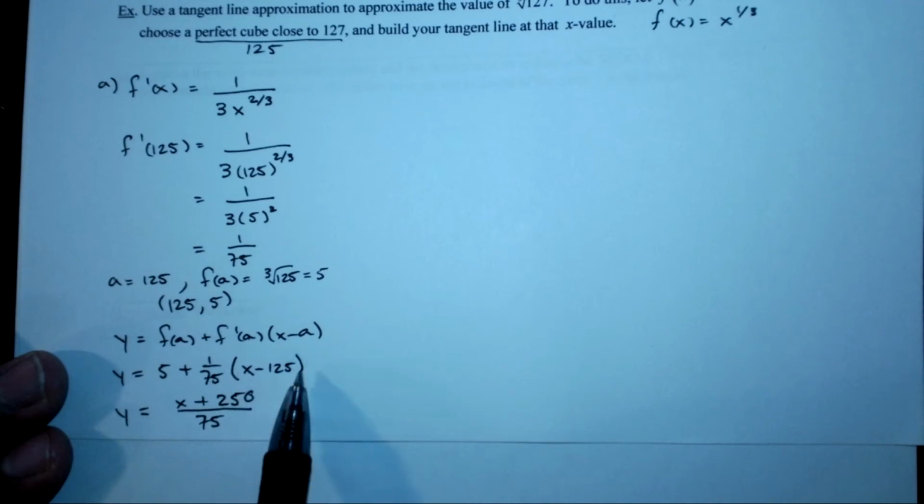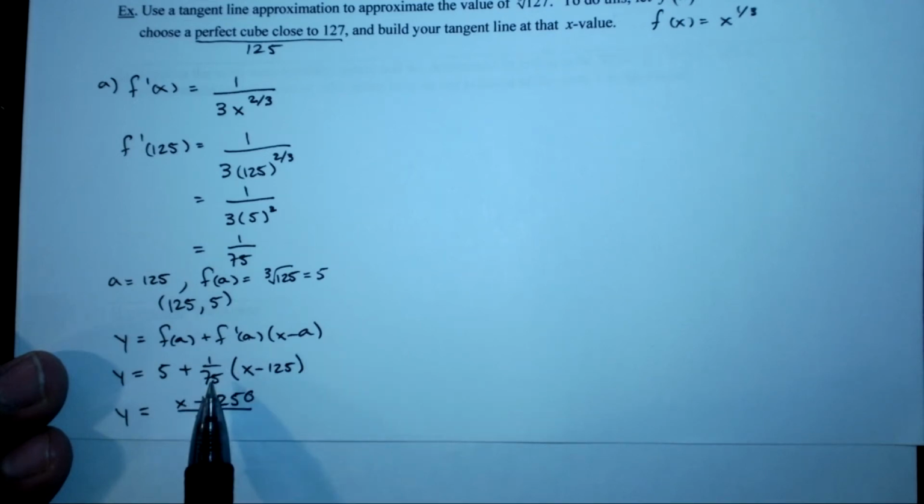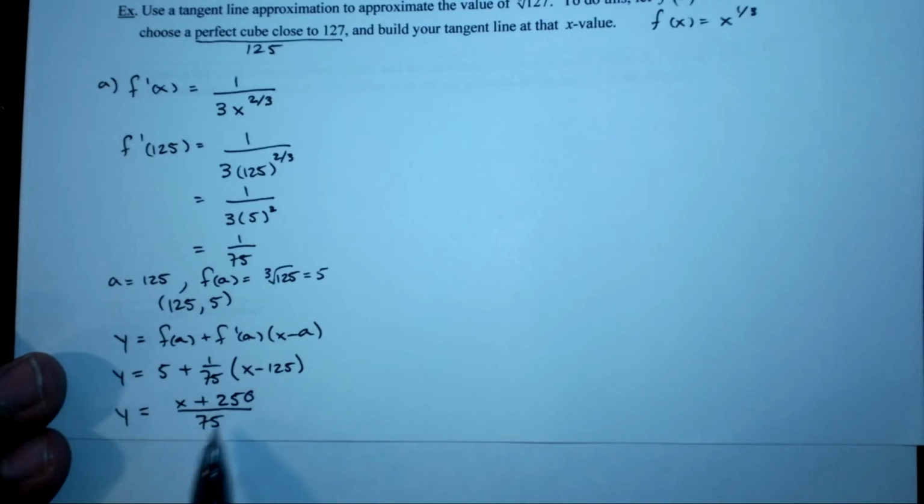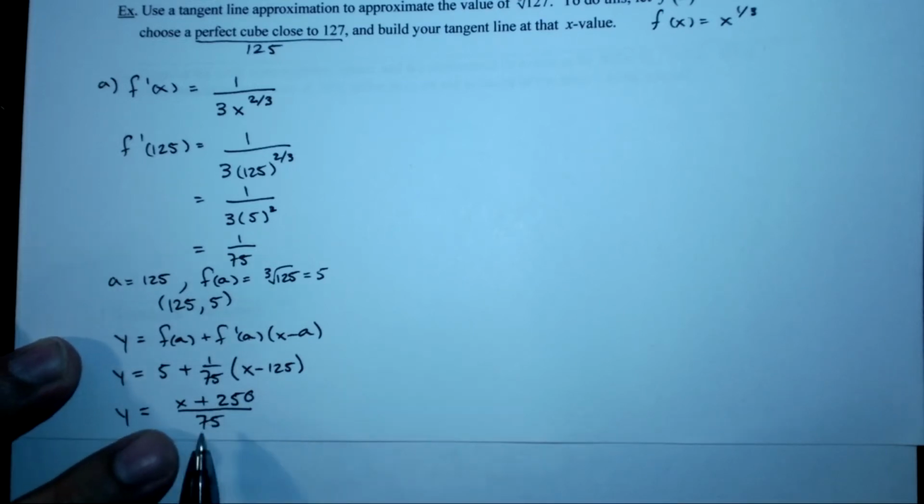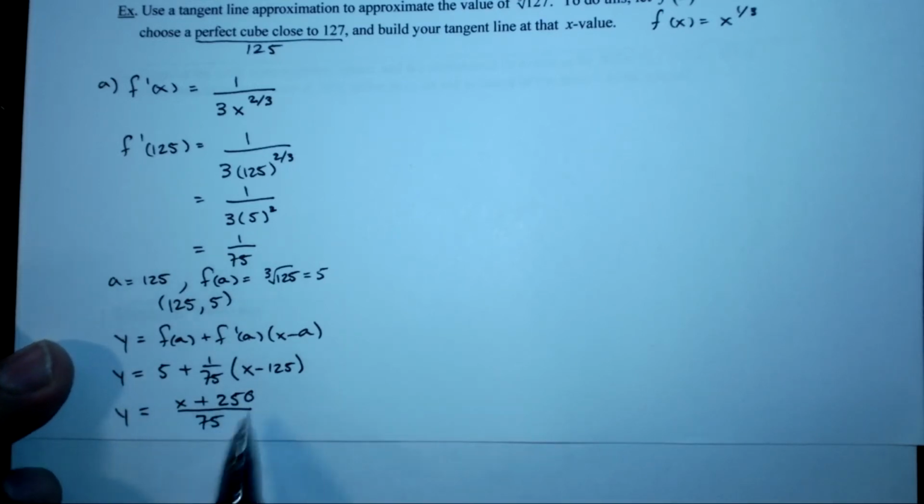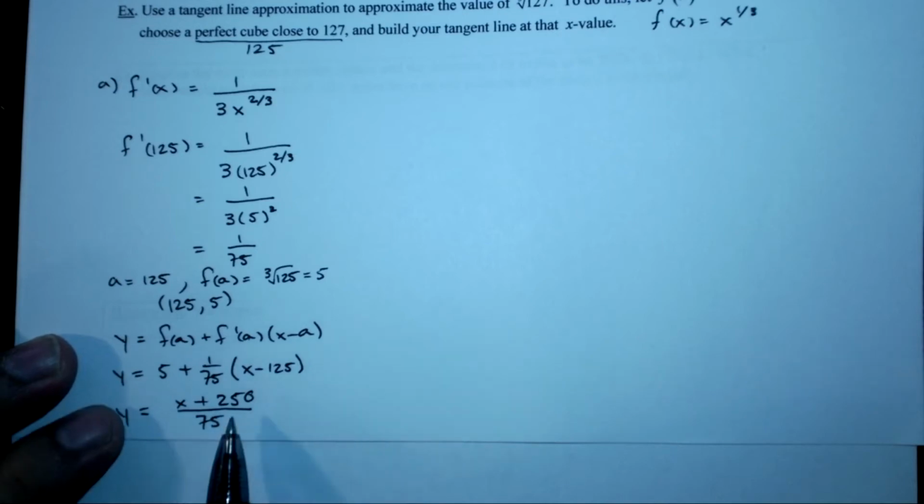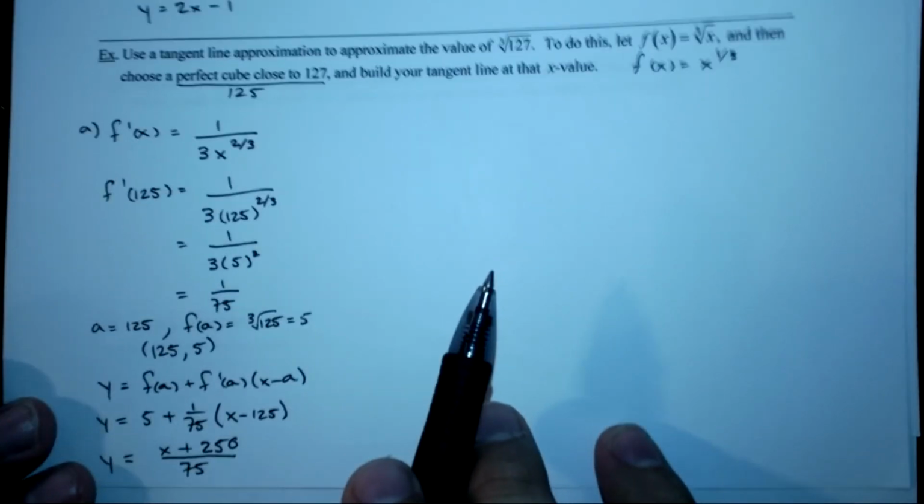So once again, all I did here was distribute, though you don't even need to distribute really. It's just x minus 125 over 75. Find a common denominator, so multiply 5 by 25 over 25, combine them, and you should get x plus 250 over 75. The reason I did this is because it's going to be a lot easier to plug into your calculator later when you approximate these. Okay, so this is your equation of a tangent line.